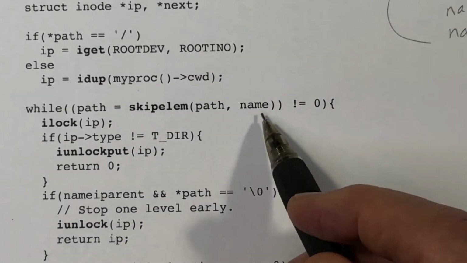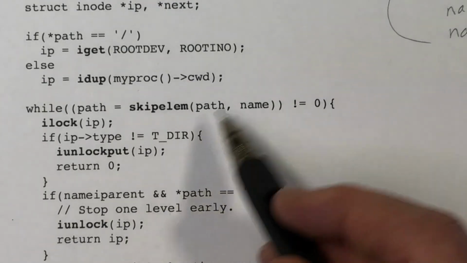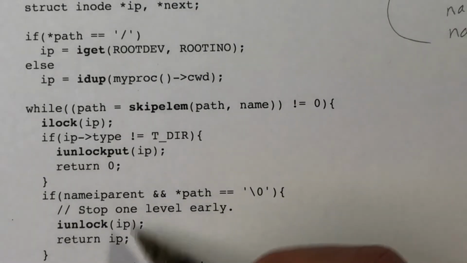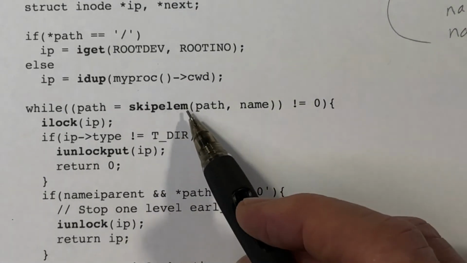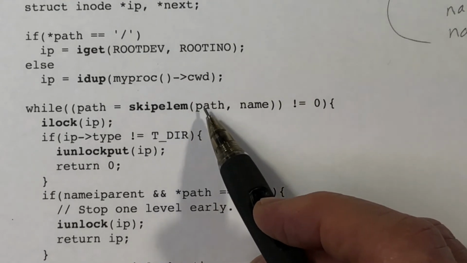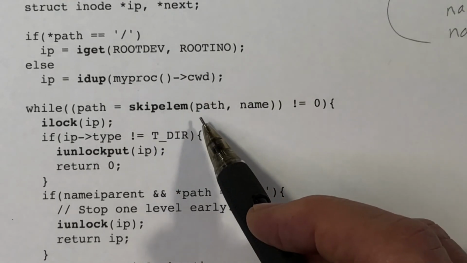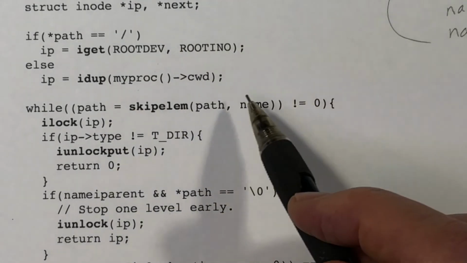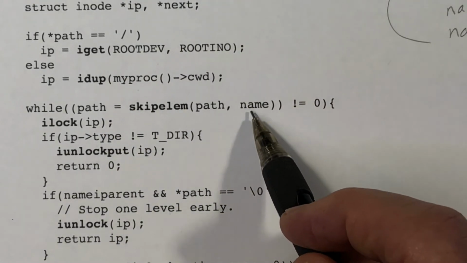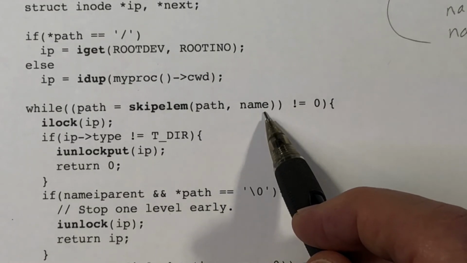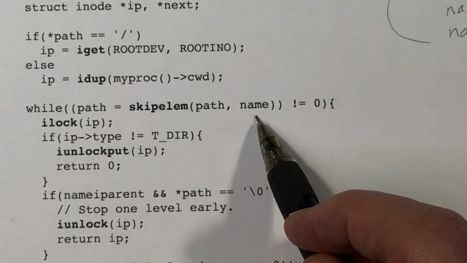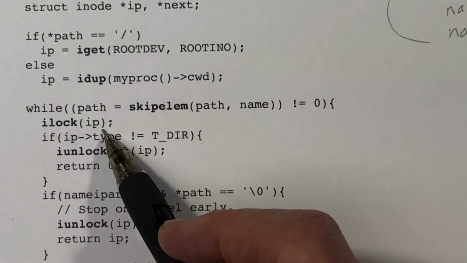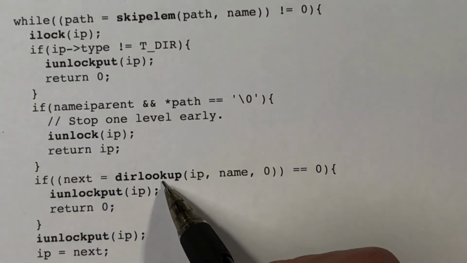If there is no next element, then we are done, and we exit the loop. But otherwise, we need to look in the directory that we're pointed to at the beginning of this for the file that has this name. So here we are identifying the name and saving it in this name variable. And at that point, the next thing we're going to do is call directory lookup.